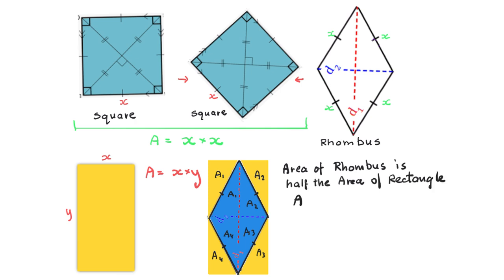So the area will be written as half of x times y. If you look at the rhombus, what is x? x is the horizontal diagonal and y is the vertical diagonal. So how is this area related to a kite?